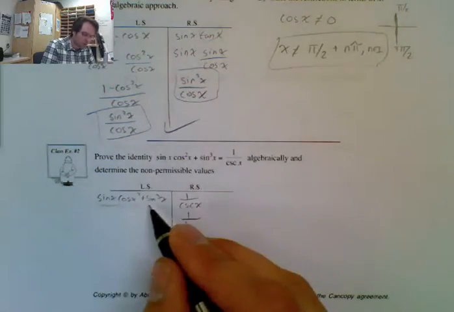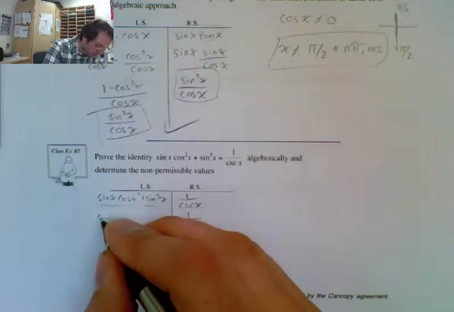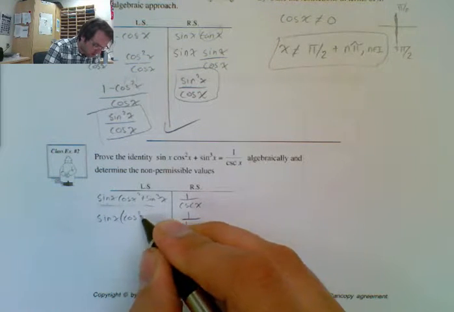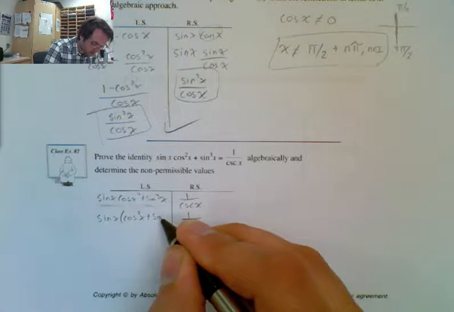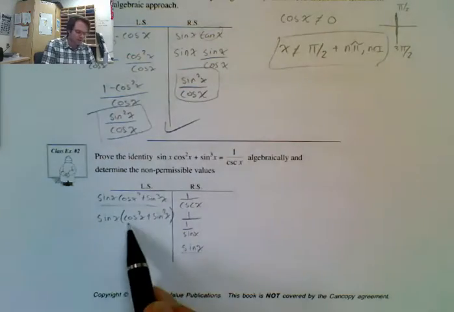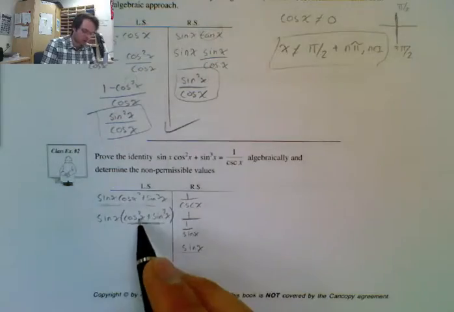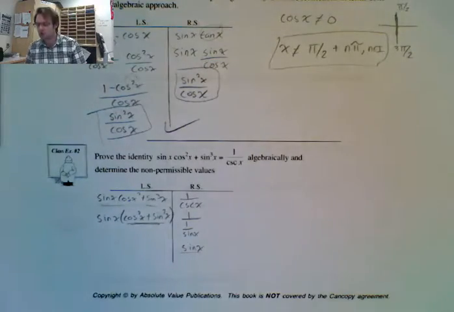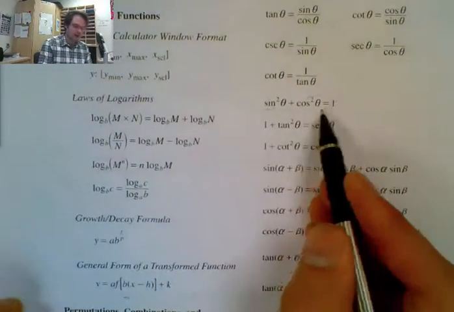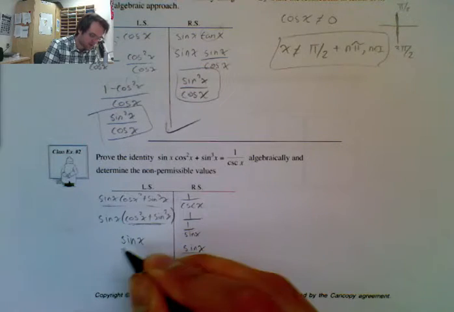So first I'm going to look at what can I factor out of everything here. I could factor sine x out of both of those. So this is the same as sine x multiplied by cos squared x plus sine squared x. Now, what is the value of this? The value of that is going to be just 1, because cos squared x plus sine squared x is one of my Pythagorean identities, and we have that right there, and that's equal to 1. So I have just sine x here.